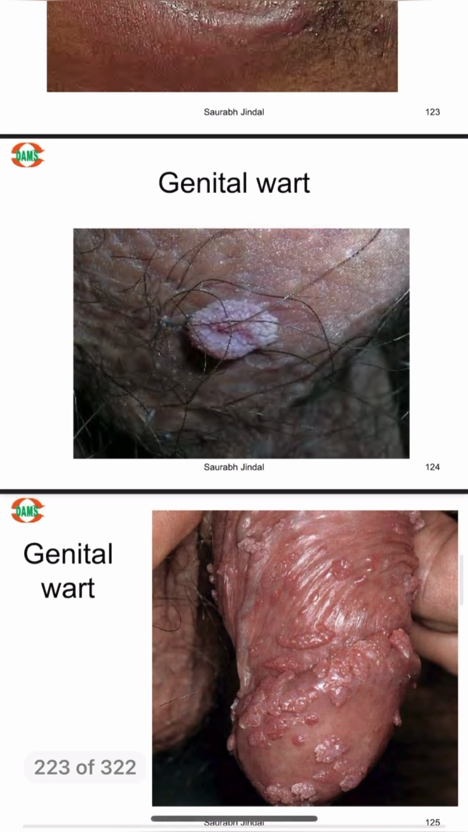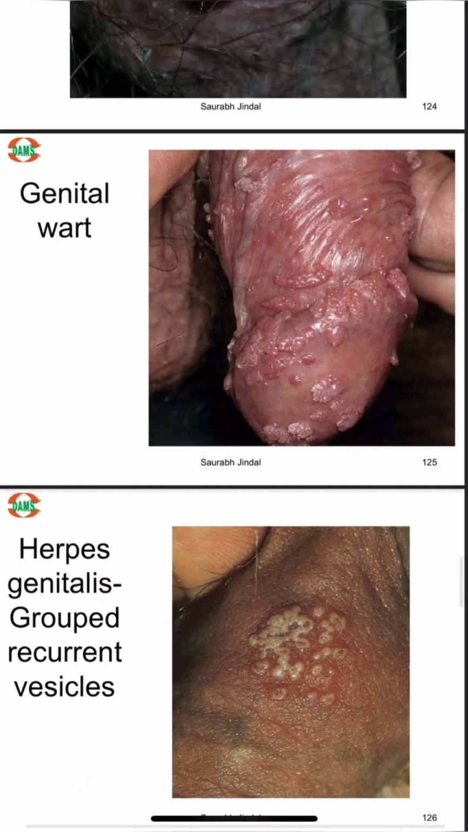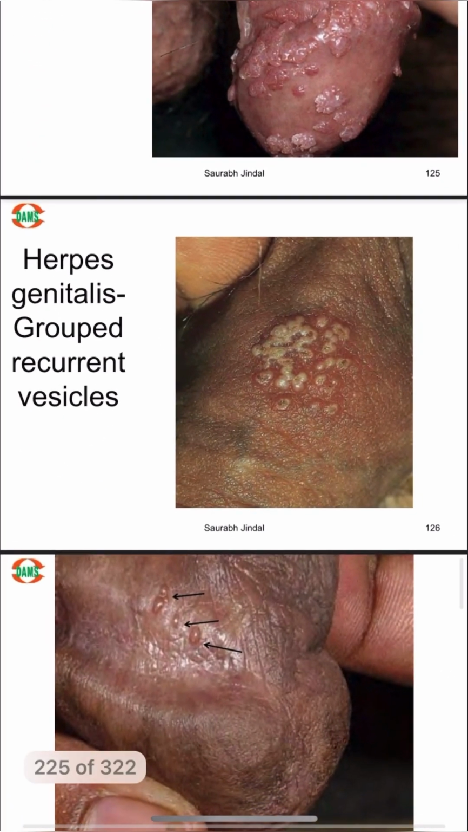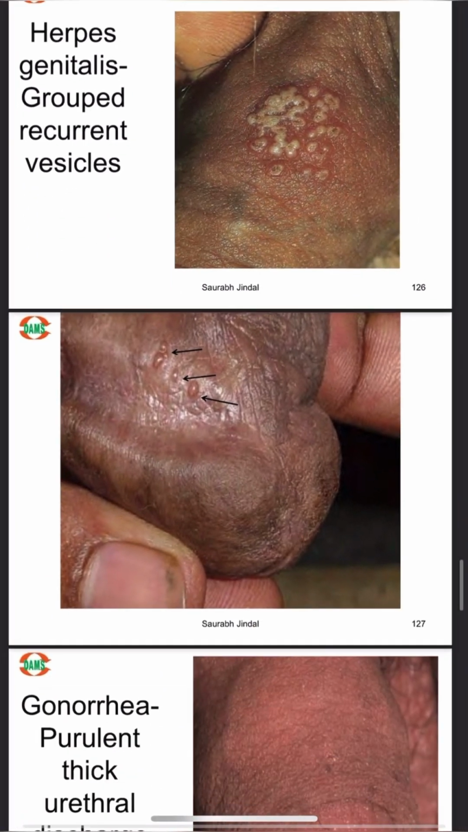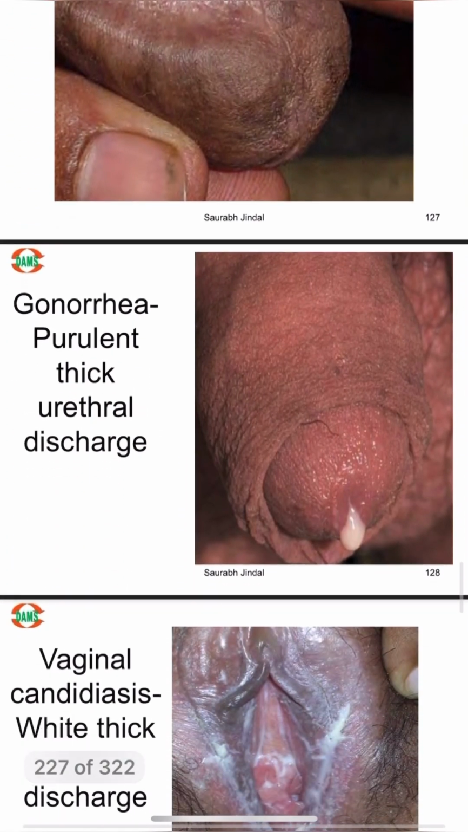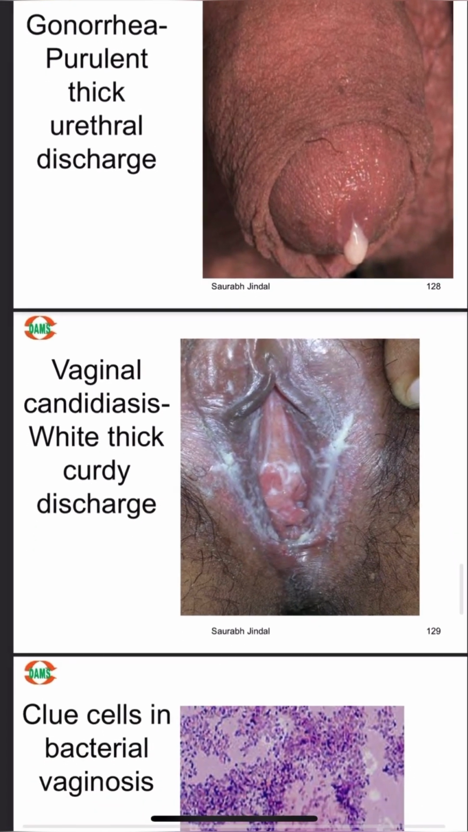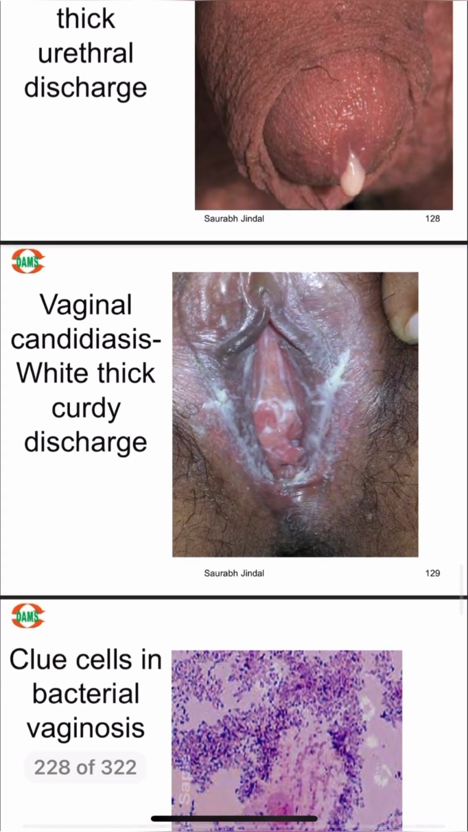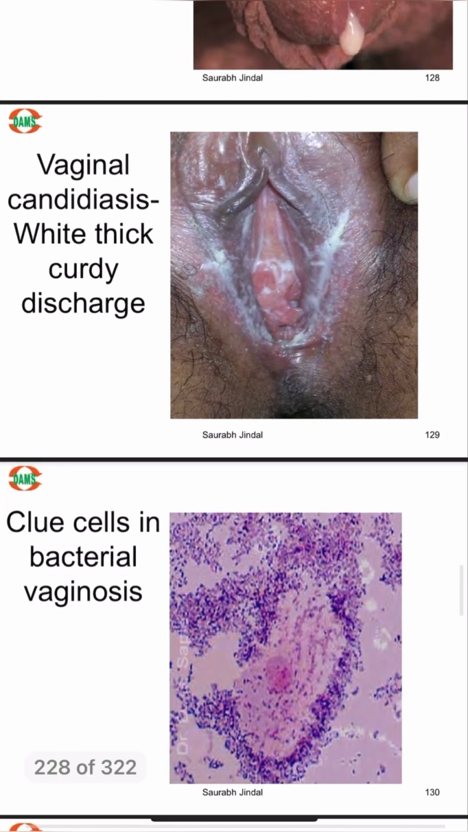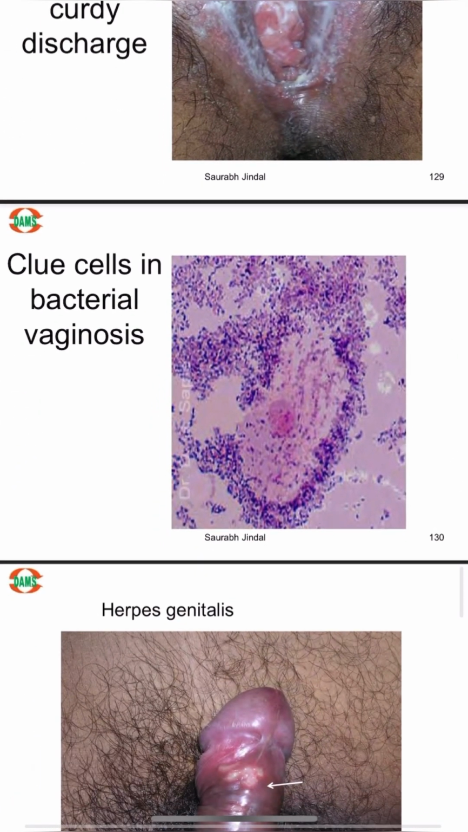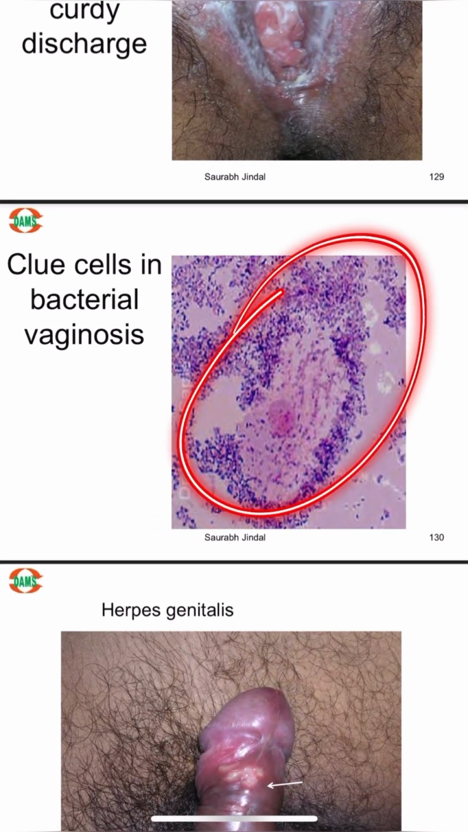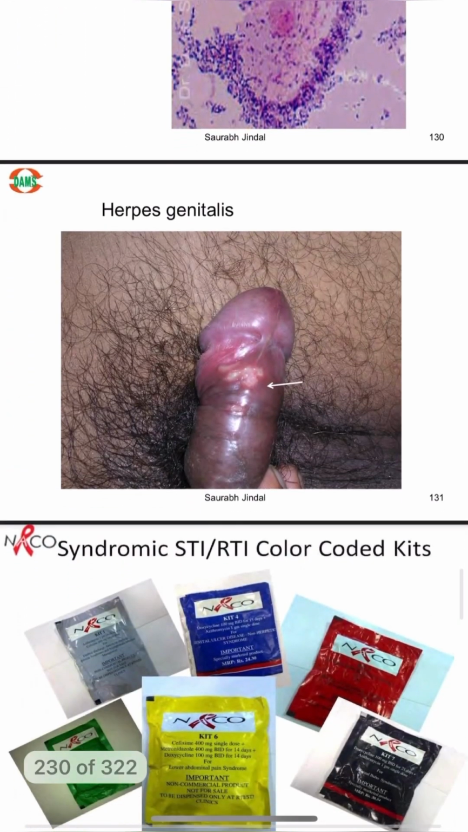These are genital warts. This is herpes genitalis, which is grouped recurrent vesicles. Gonorrhea, purulent thick urethral discharge. In vaginal candidiasis, white thick curdy discharge seen. Clue cells in bacterial vaginosis. Herpes genitalis.